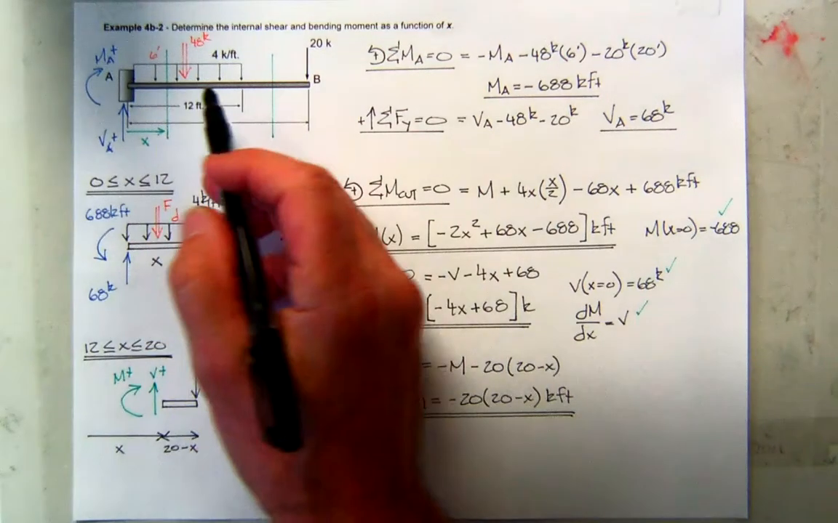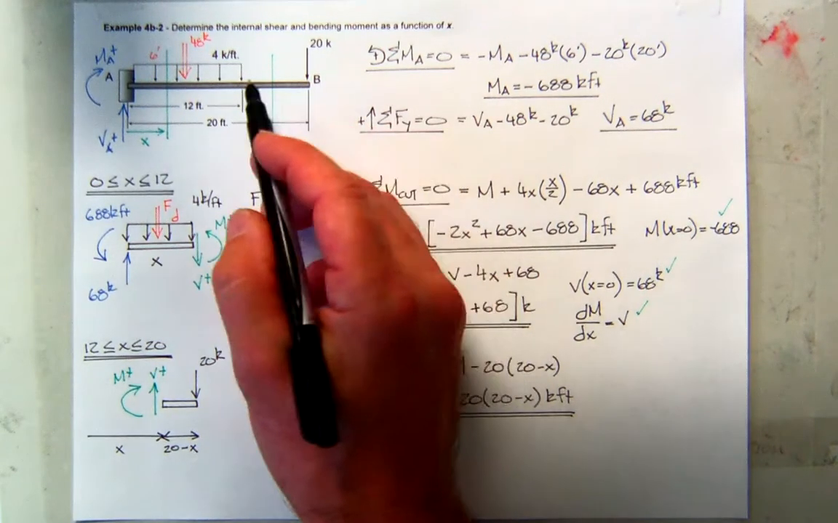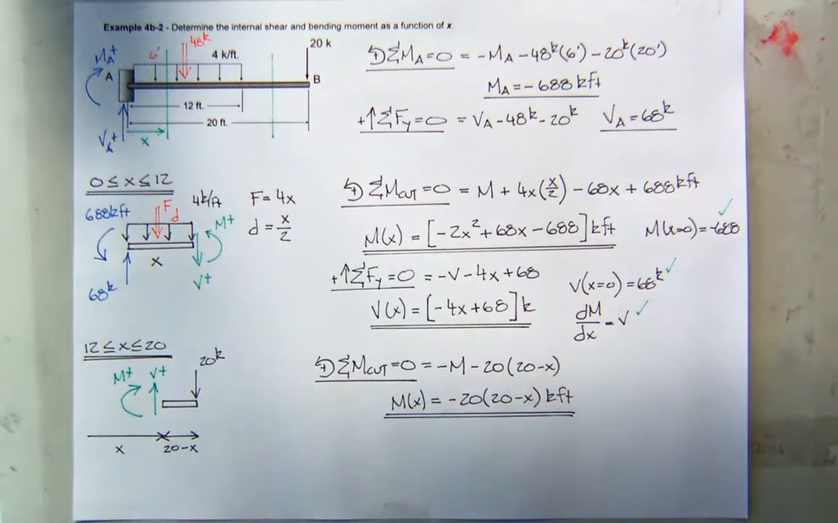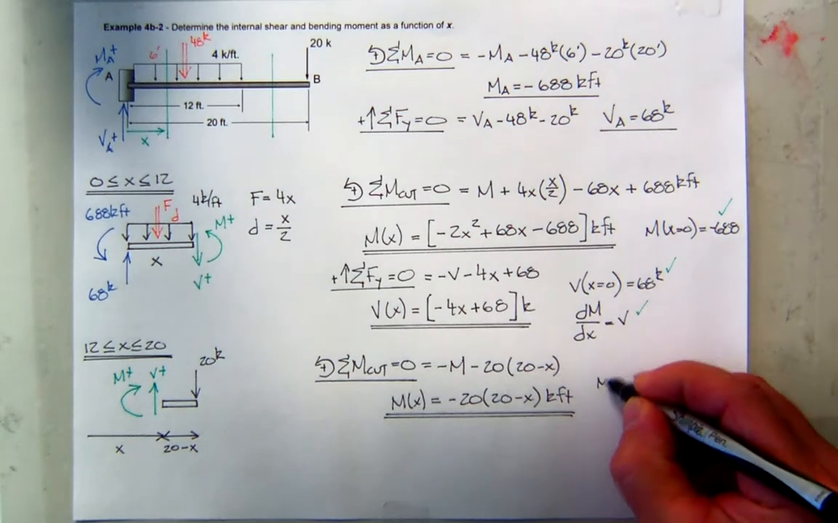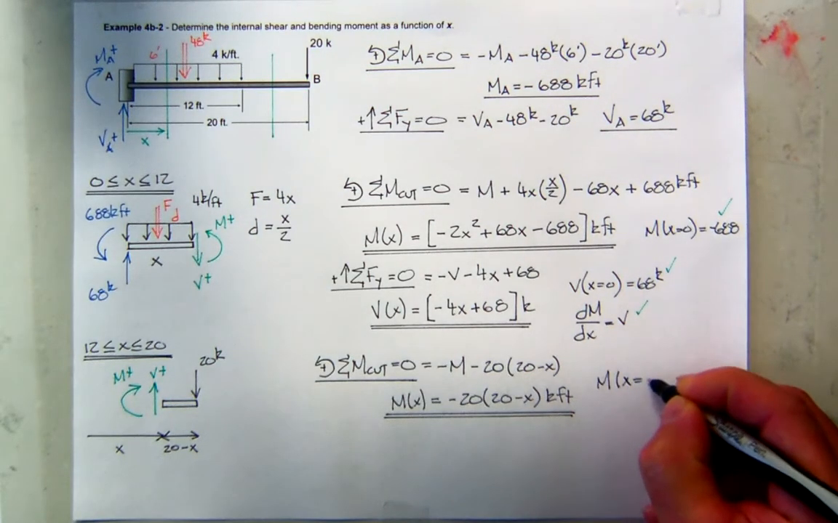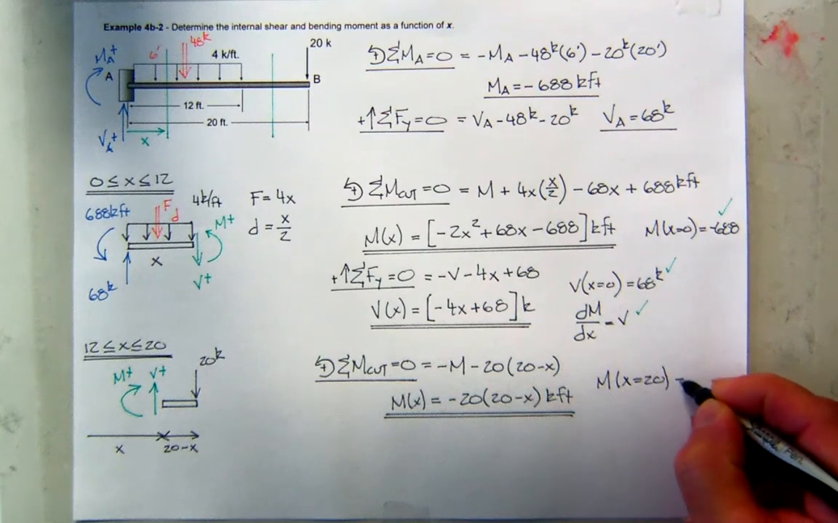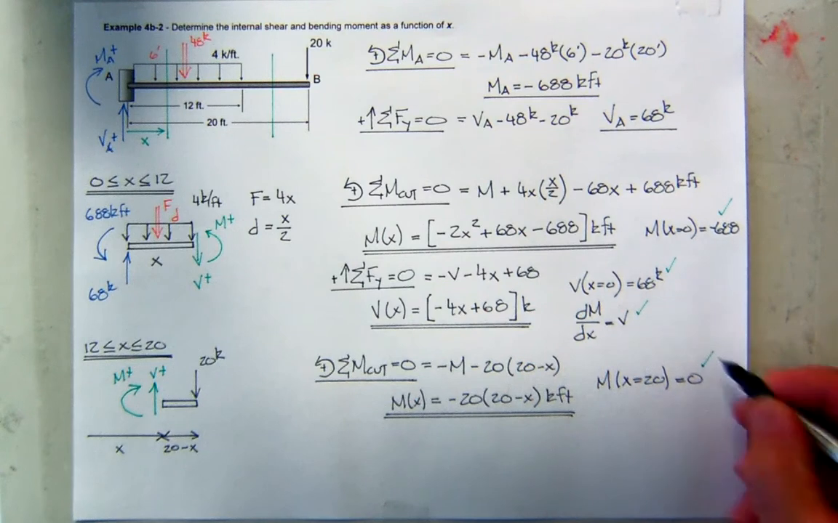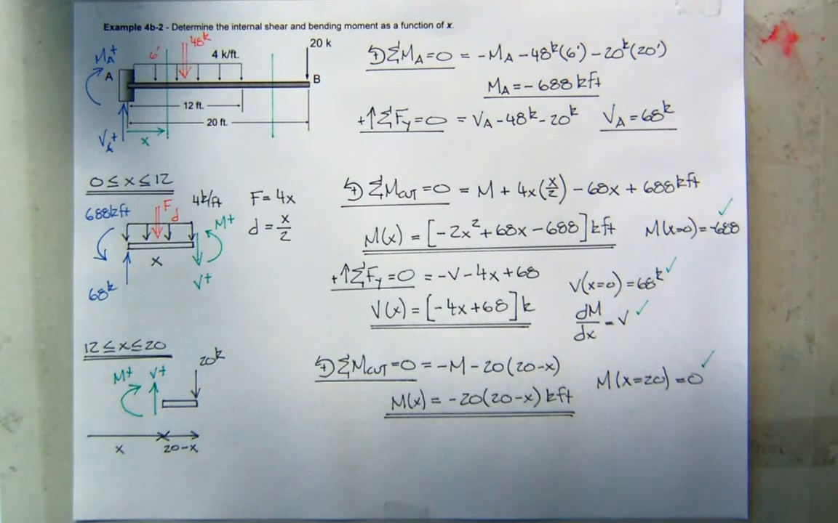Do I know anything about the moment from 12 to 20? I don't know what it is in the interior, but I know what it is at B. What's the moment at B? The moment at x equal 20 should be 0. And if I put in x equal 20 there, what do I get? 0. So that works.